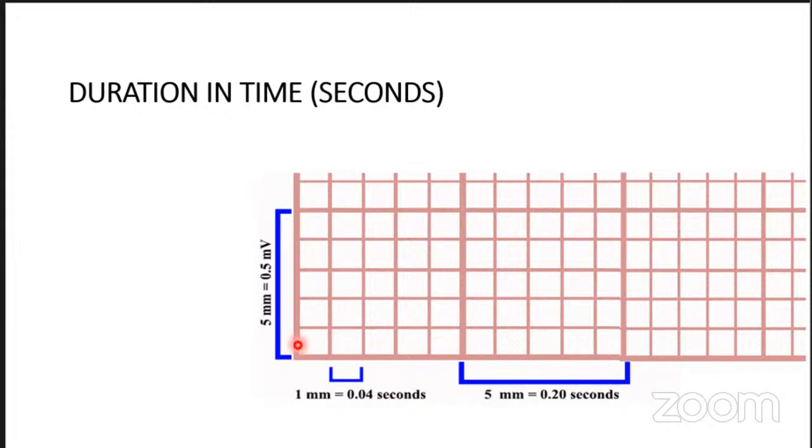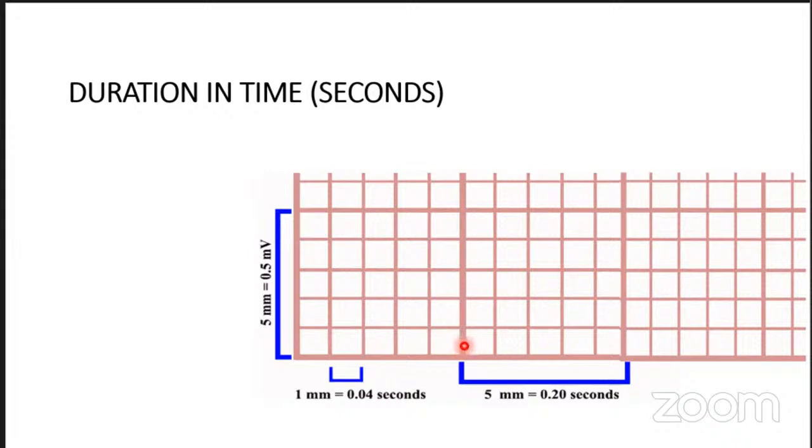Again, I repeat, this small box is 0.04 seconds. If I add it to this small box, it's going to give me what? 0.08. If I add it to this small box, it's going to give me 0.12. If I add it to this, 0.16. If I add another 0.04, it's going to give me 0.2 seconds. So that tells me that from one tick line to the other tick line measures 0.2 seconds.